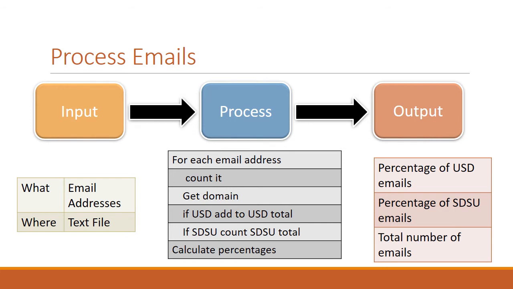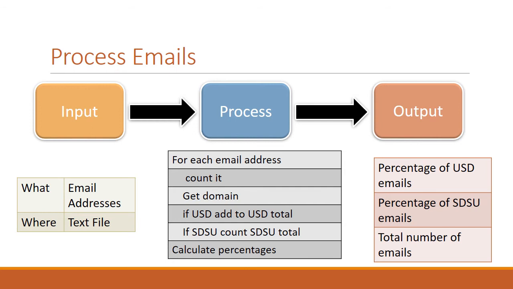So for each email address, we're going to count it, we're going to get its domain, we're going to figure out if it's a USD email address, and if it is, we're going to add it to the USD total. If it's an SDSU domain, we're going to add it to the SDSU total, and then we're going to calculate the percentage.